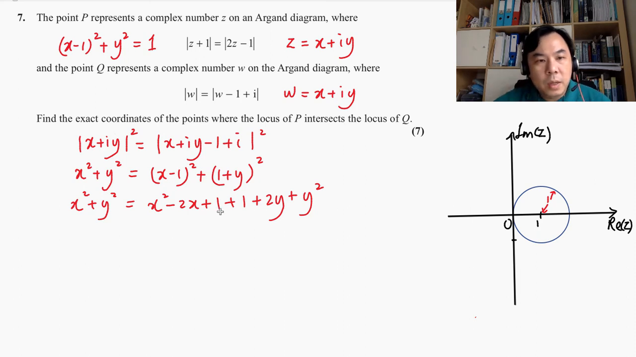All right. And then you will notice that the x squared and y squared terms can be simplified, and then what's left behind is just x minus a y. X minus a y is actually equal to 1 after you simplify that. And then that is basically y equal to x plus 1. You notice that this is actually a straight line.